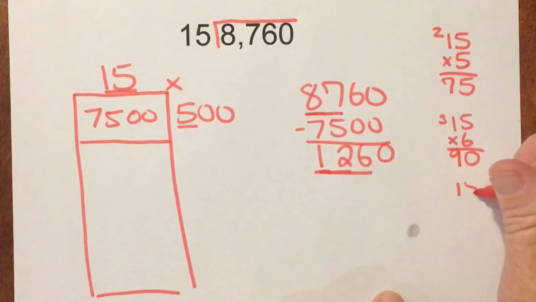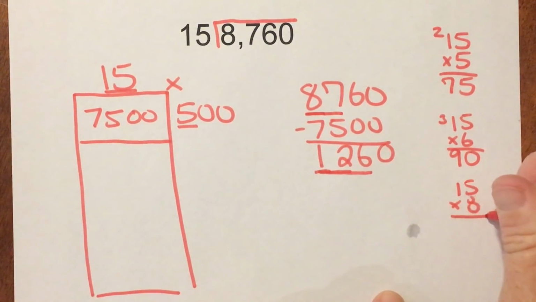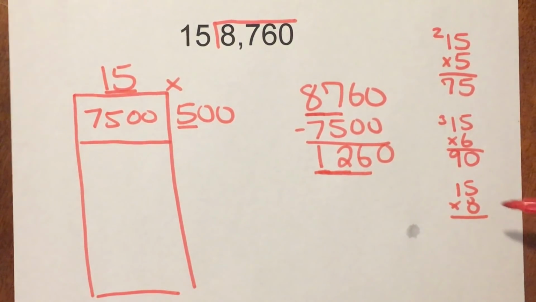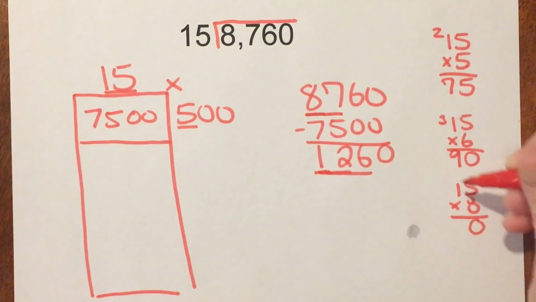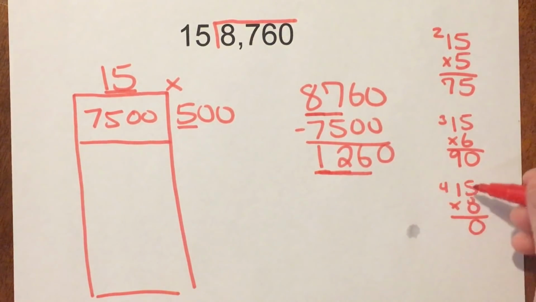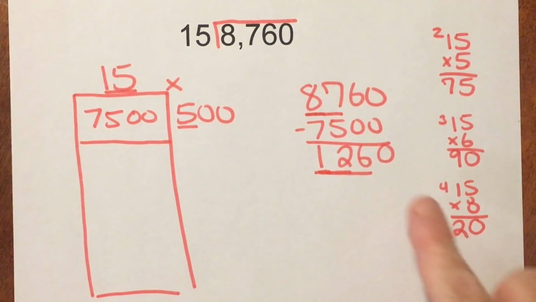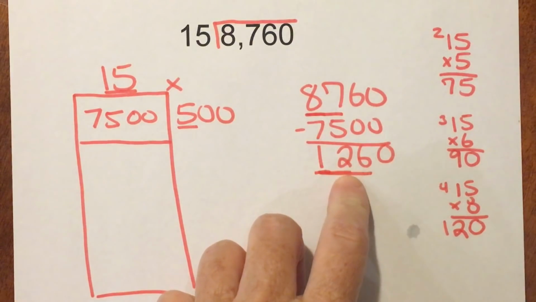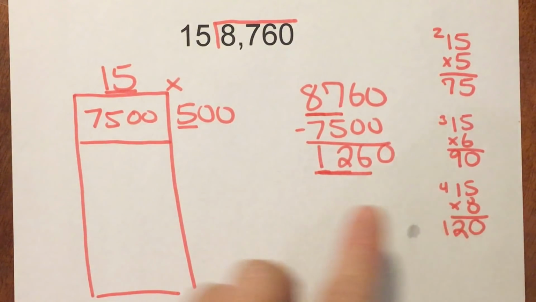Maybe let's try 8. And notice there's not really a plan. You just kind of have to try one. So 8 times 5 is 40. So I put my 0 and carry my 4. 8 times 1 is 8, plus 4 is 12. Ooh, I got really close. I don't think I'm going to get closer than that. So I know 15 fits into 126 8 times.